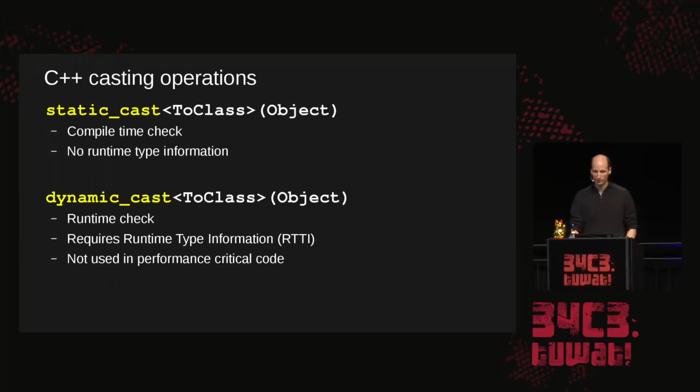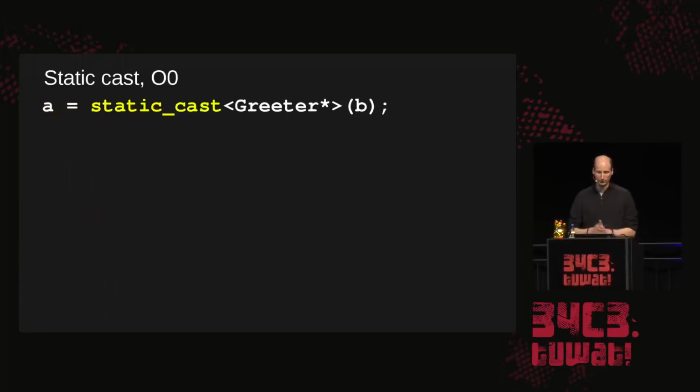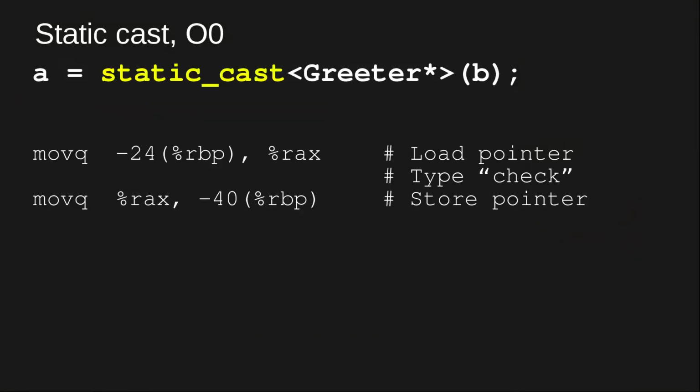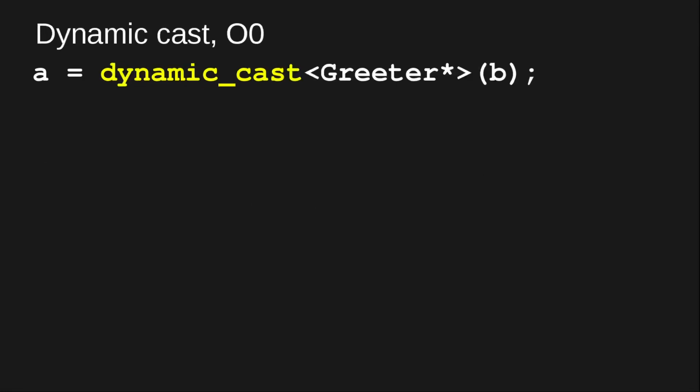So let's look at the different casting behavior in a little bit more detail. If you have a static cast, we cast an object B into a pointer greeter, and this is being compiled down into a load of the pointer B into the RAX register, and then a store into this other target area. So there's no real type check happening there. And the compiler only does a feasibility check at compile time when it goes from B to A to make sure that it is of the right type.